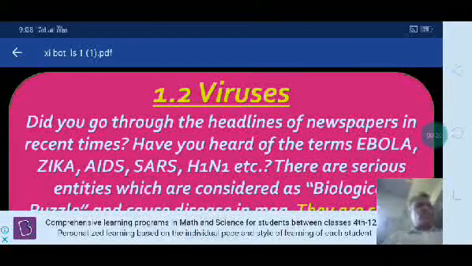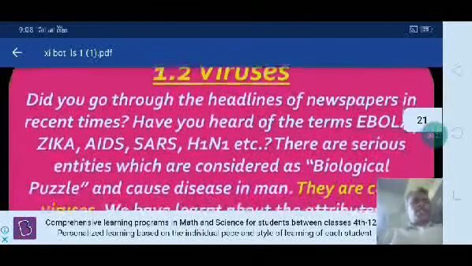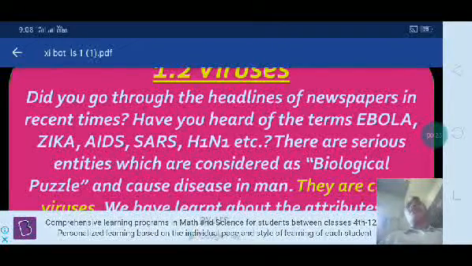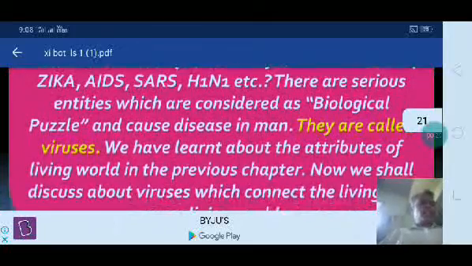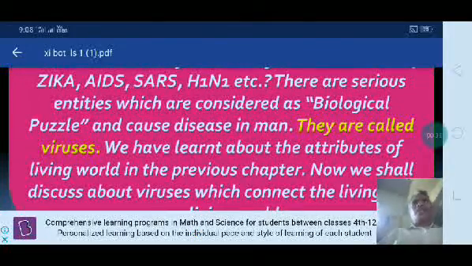and coronaviruses? These are serious entities which are considered as biological puzzles. These are nothing but biological puzzles and cause disease in man. And these are called viruses. They are smaller than bacteria.